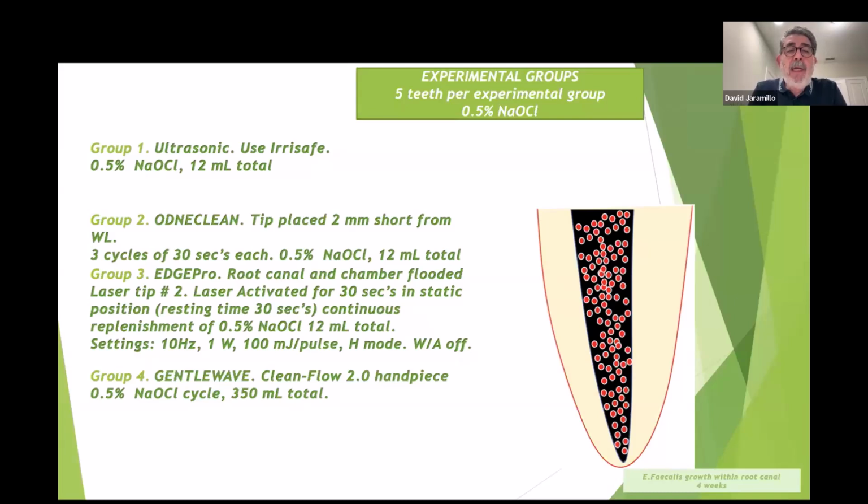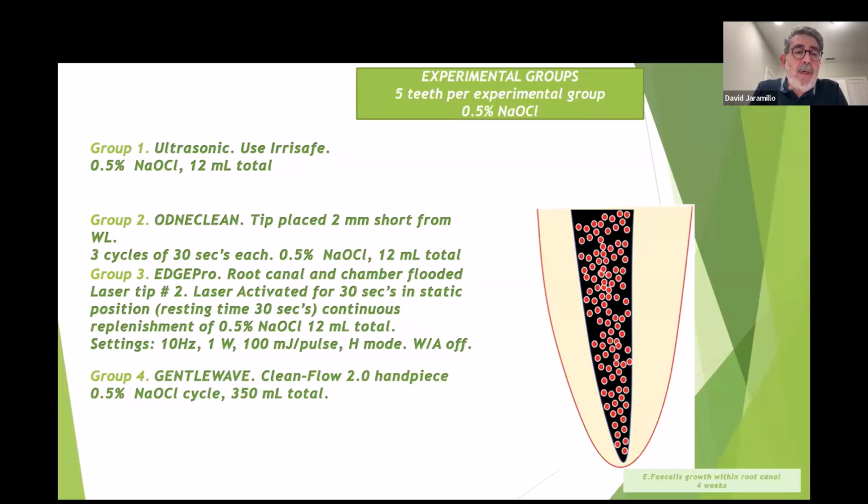Then we use the OmniClean, which probably you have seen the last couple of years at the AAE. They call it dynamic cavitation. It's a device that injects water at very high pressure inside the root canal and helps you debride the root canal and disinfect. So we did also 3 cycles of 30 seconds, basically the same protocol as ultrasonic irrigation.